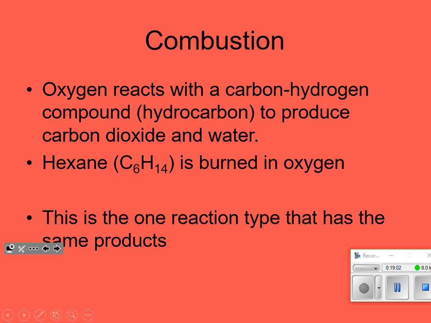This one is a tough one to balance. So hopefully you have C6H14 as one reactant, plus O2 as your other reactant, yields, that's our arrow, CO2, which is a gas, plus H2O, which is a gas in this case. By the way, phase notations, the hexane is a pure liquid. It's not a solution. Because if it was dissolved in water, it would be harder to light on fire.